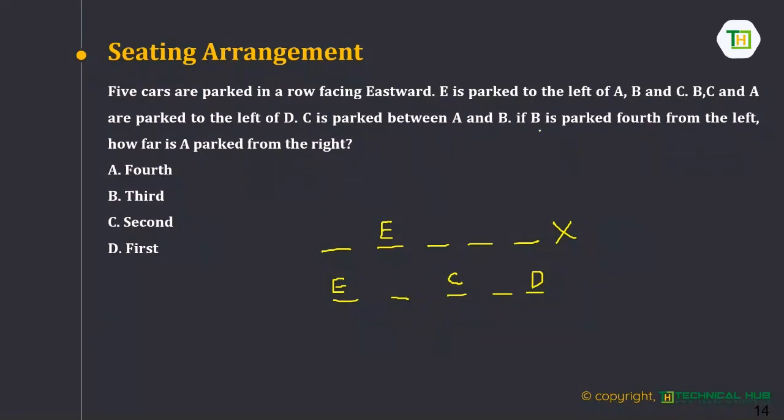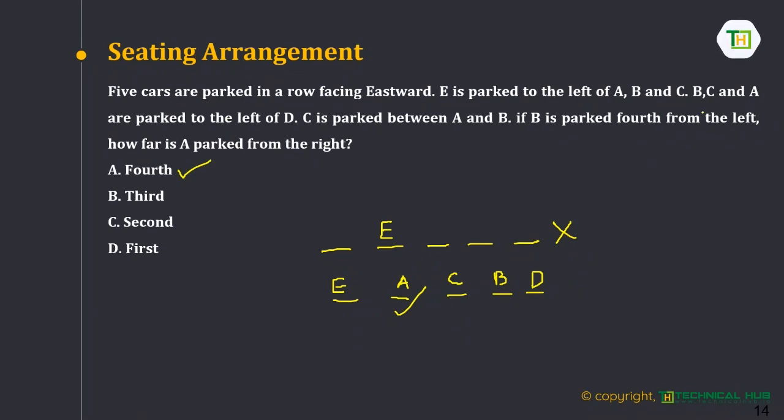If B is parked fourth from the left. So fourth from the left means what? First left, second left, third left, fourth left. So this is the B position. So the remaining position is this, it is A. So how far is A parked from the right? So from the right means first right, second right, third right, fourth right. So given the options, option A is the correct answer. Okay. So 5 cars are given facing east.